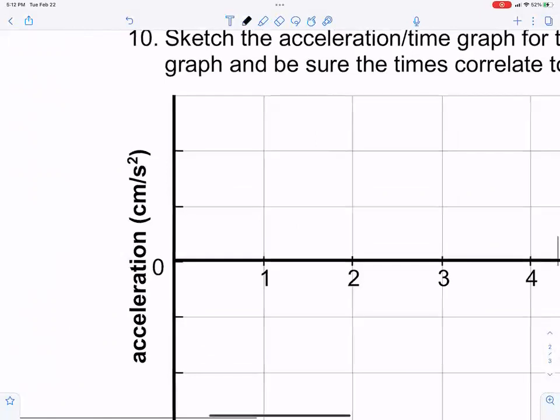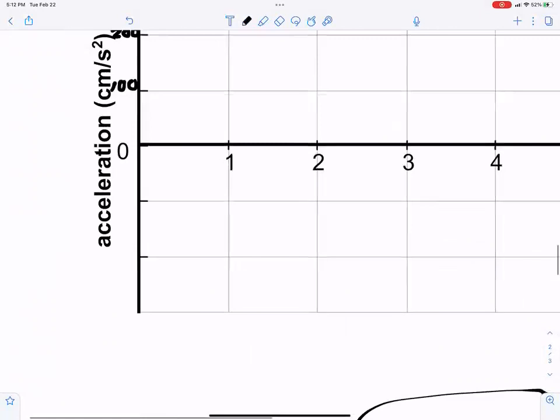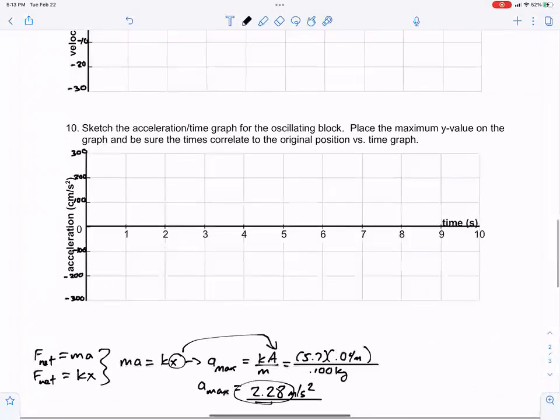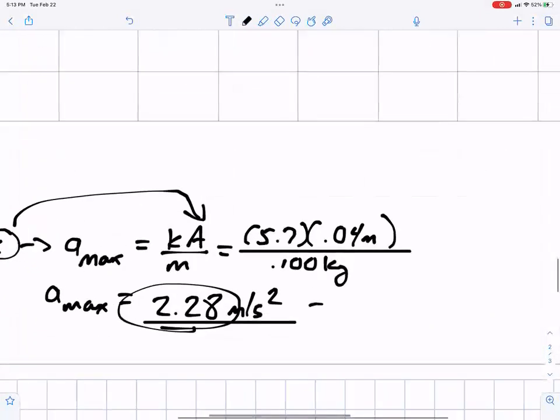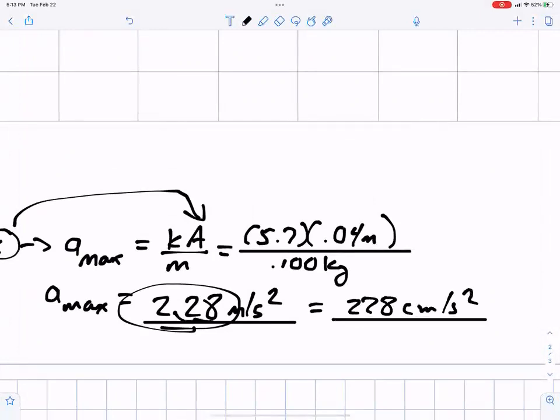centimeters per second. Here, we're going to go 100, 200, 300, negative 100, negative 200, negative 300 centimeters per second squared. So this answer here would be 228 centimeters per second squared. Keep that in mind. You have to move the decimal over a couple times.